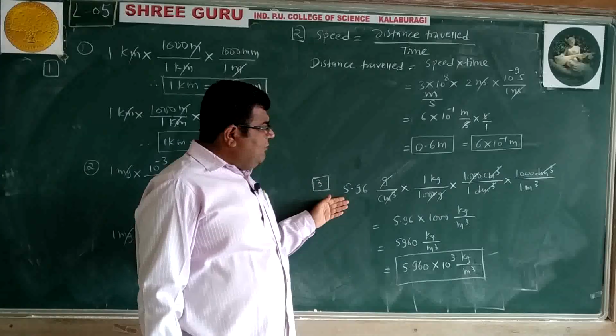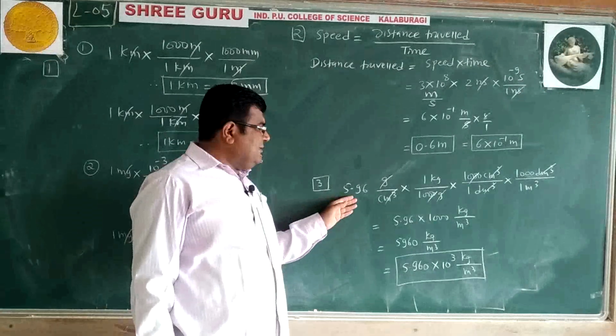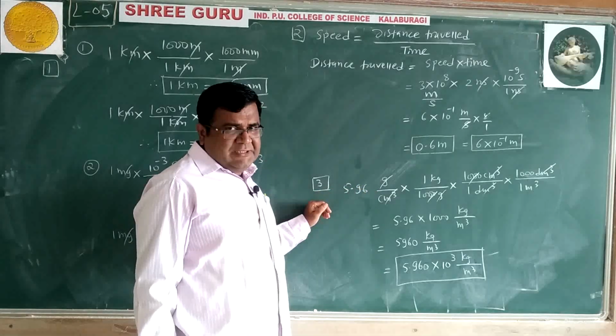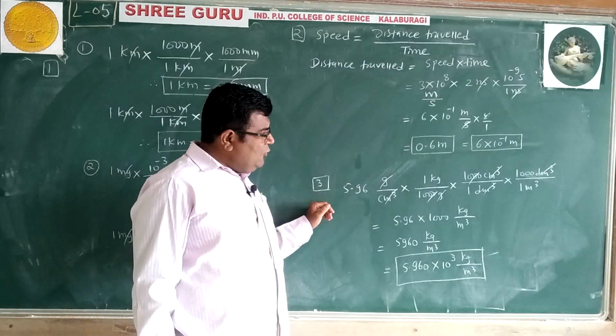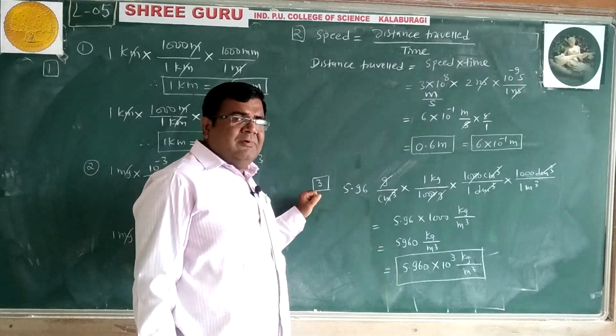Then I have one more question. 5.96 gram per cubic centimeter density is to be converted into the SI unit of density, kilogram per cubic meter.